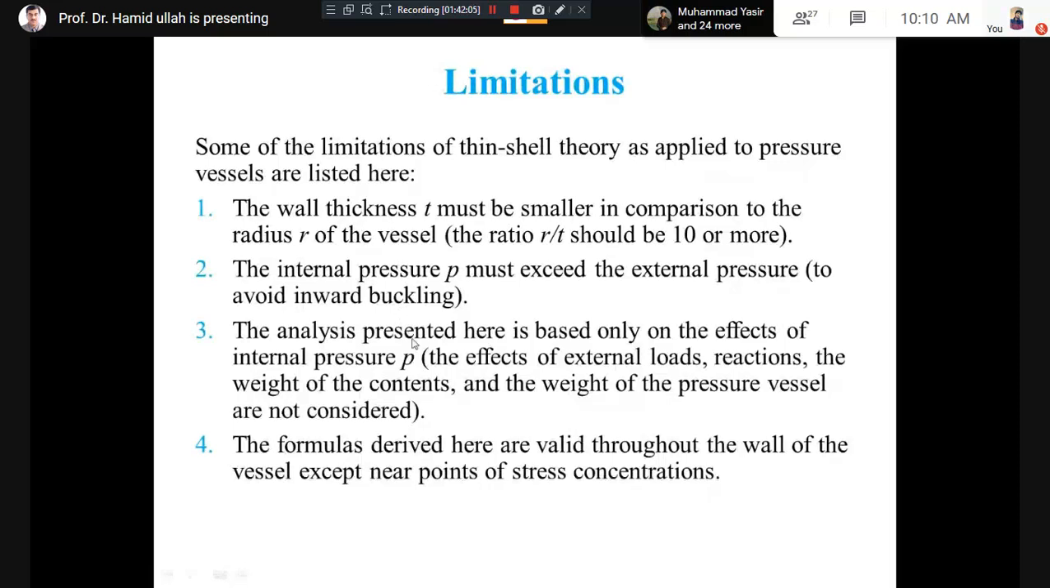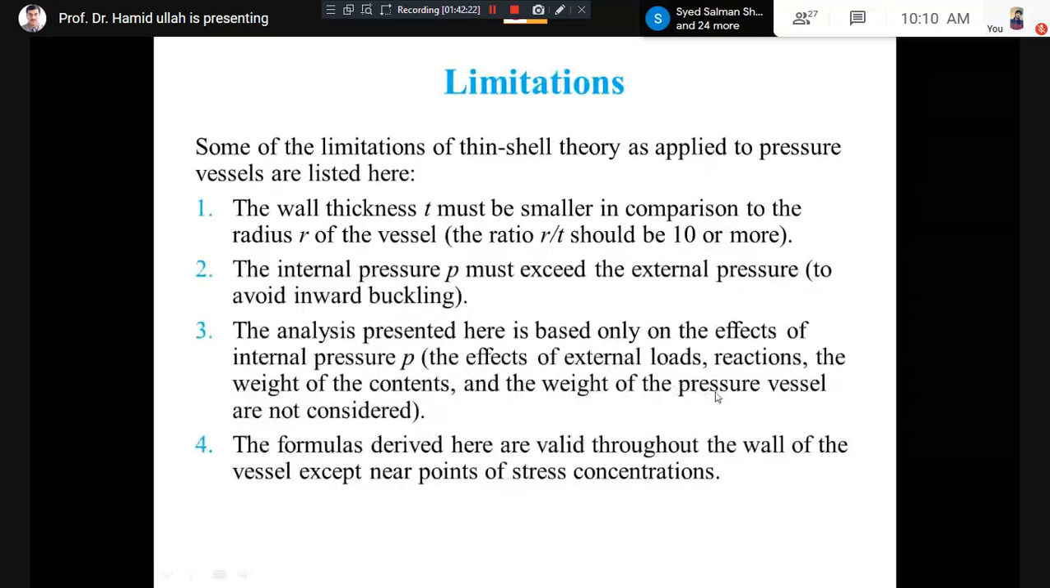Remember what we mentioned: the applied external load is because of the pressure P only. Other loads we have ignored, let's say the weight of the pressure vessel, because the pressure vessel has its own weight. There may be reactions too. All these things we have ignored in the analysis. The only thing we have taken into consideration in the stress analysis is the applied load due to the pressure P, which is exerted by the fluid on the vessel.